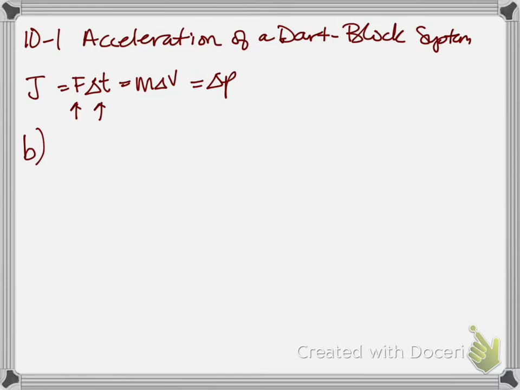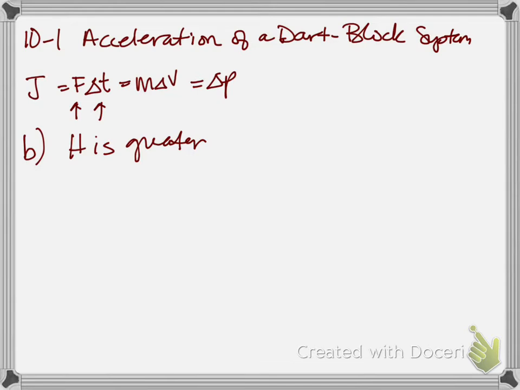So 2 points there. One for saying that the final height is greater, and then another point for using conservation of momentum to indicate that the speed will be higher, and then conservation of energy to indicate that the height would be higher. So that's part B. On to student 1 and student 2.